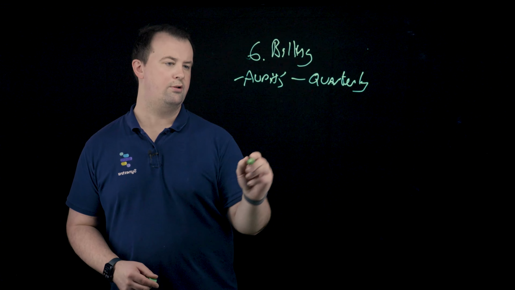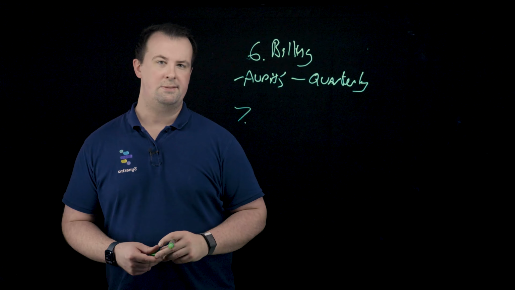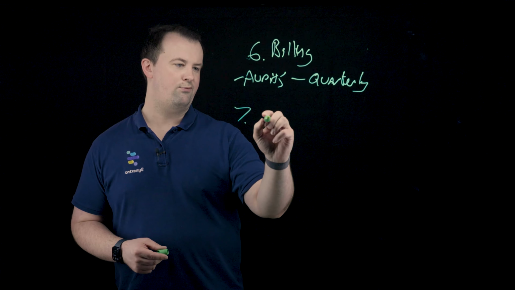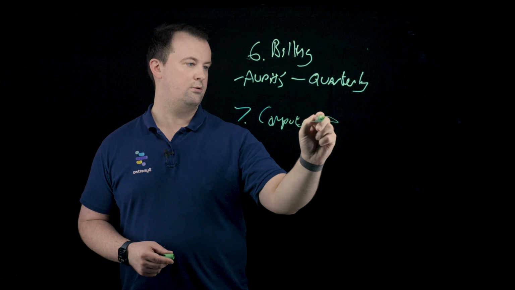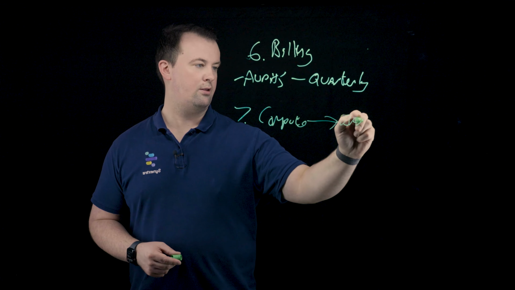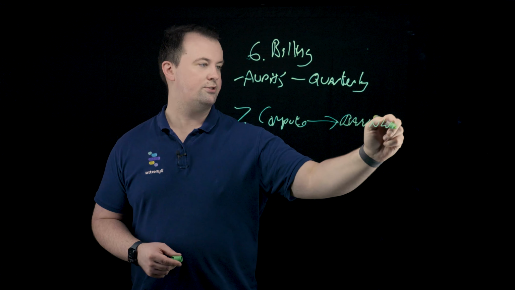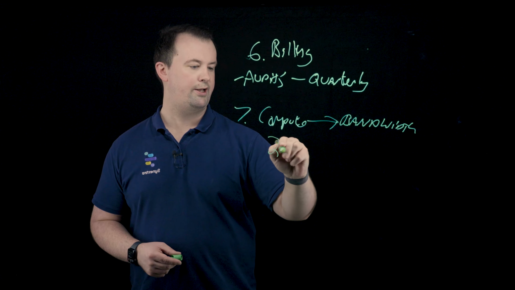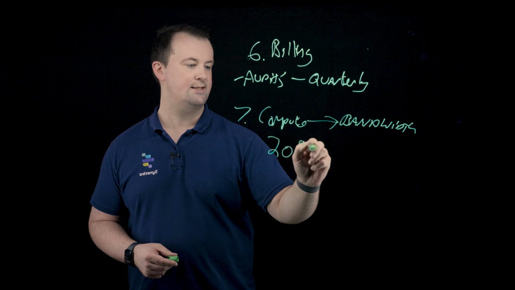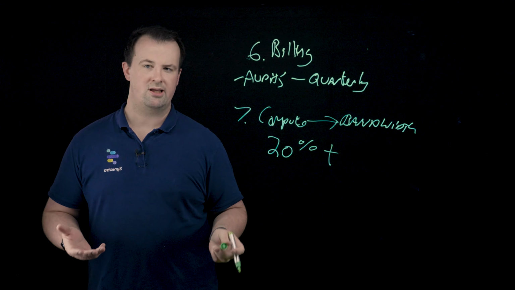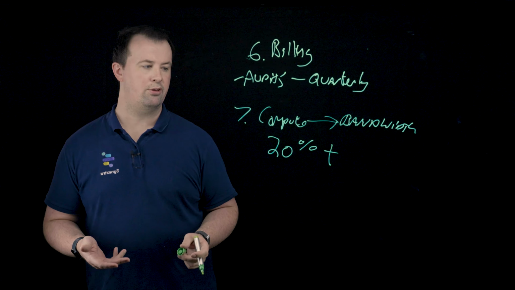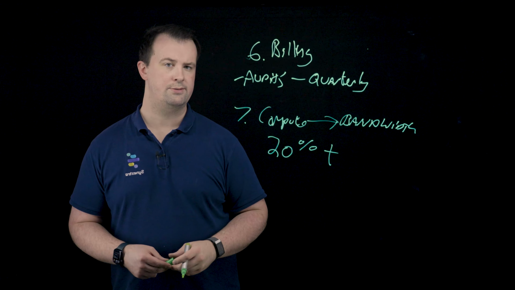Okay, so next one. And typically, as a rule of thumb, everyone will know, if you've got compute, you're going to need bandwidth. And bandwidth costs can be roughly in the order of about 20% more than your compute costs. So if you spend £1,000 a month, you might spend £200 a month, possibly more, on your bandwidth charges.